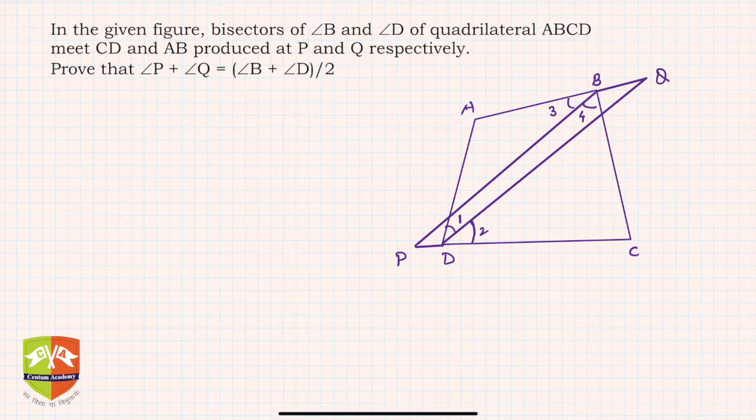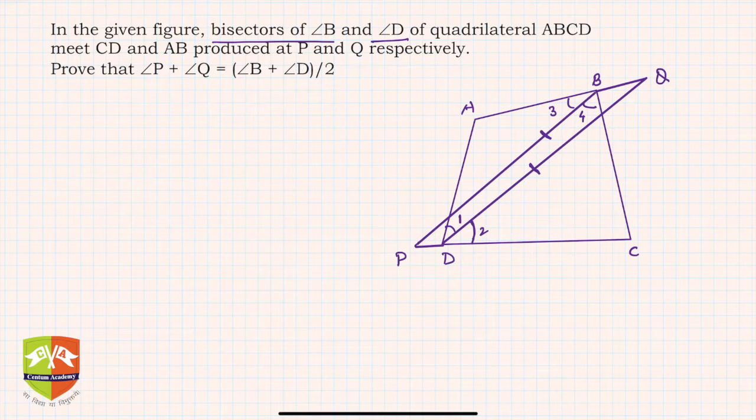Hi folks, welcome again to another problem solving session, and in this session we are going to solve this problem which says that in the given figure, the bisectors of angle B and angle D of quadrilateral ABCD meet CD and AB produced at P and Q respectively. So this line is a bisector of angle D, and this line bisects angle B.